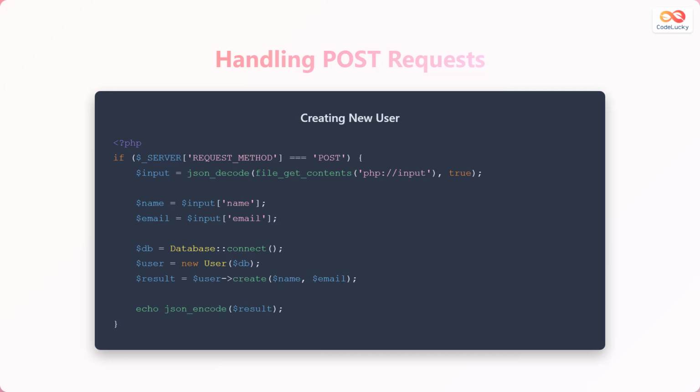Here is the code for handling POST requests in the routes/api.php file, which creates a new user. Check if the request method is POST. If it is, get the input data from the request body using file_get_contents and decode it from JSON format. Get the name and email from the input data. Connect to the database using the database class's connect function. Create a new user object, passing in the database connection. Call the create function on the user object, passing in the name and email. Finally, echo the result as a JSON encoded string.